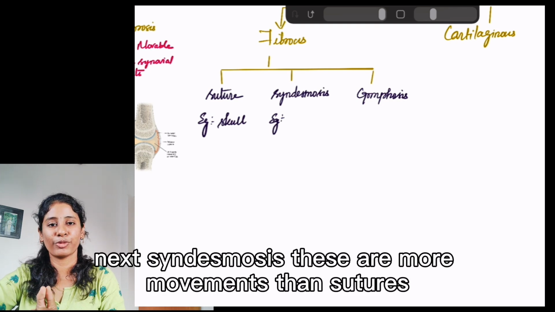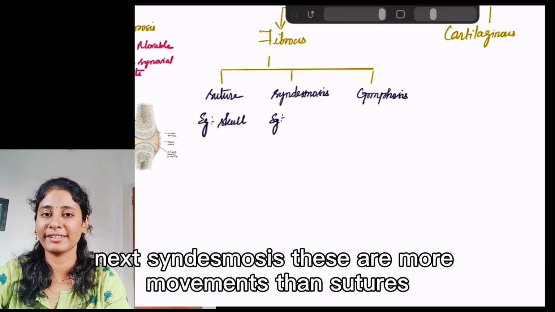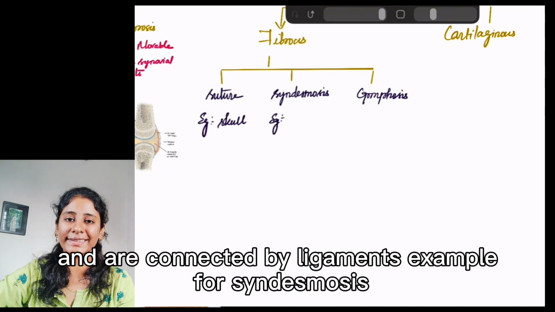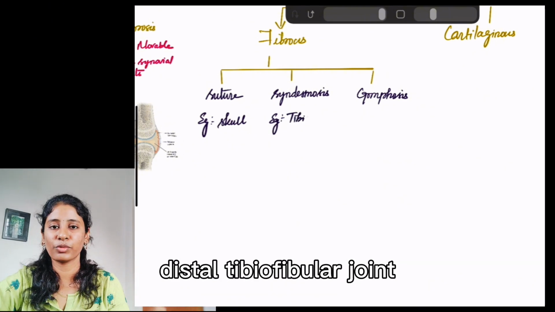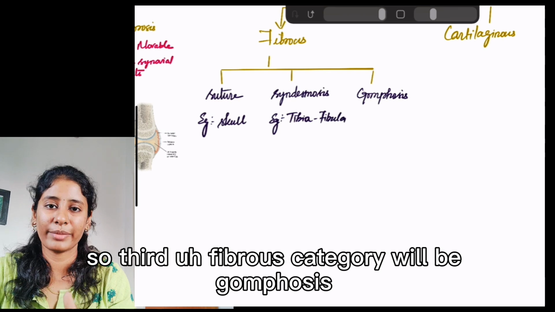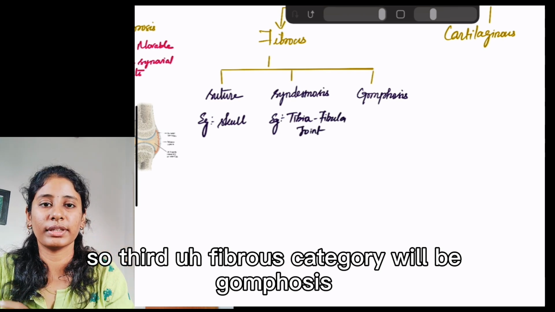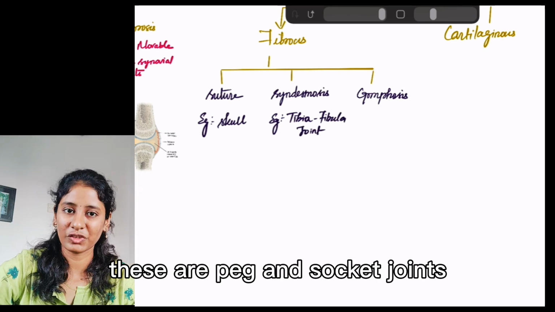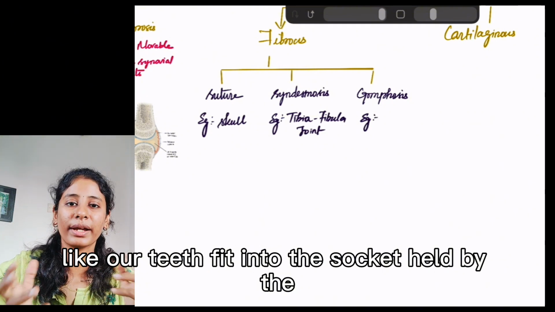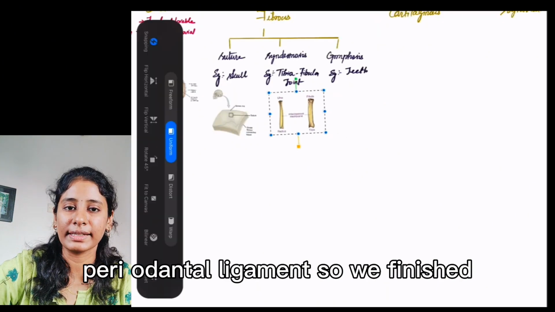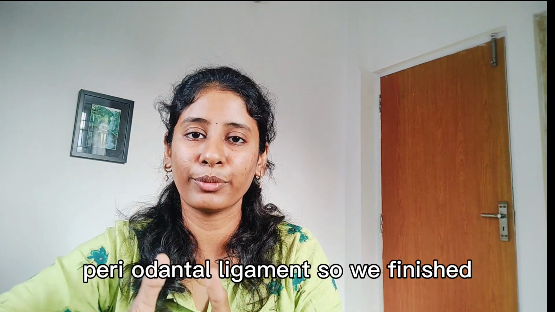Next, syndesmosis. These have more movement than sutures and are connected by ligaments. An example for syndesmosis is the distal tibiofibular joint. The third fibrous category is gomphosis. These are peg and socket joints, like how teeth fit into their sockets, held by the periodontal ligament. So we finished the fibrous category.